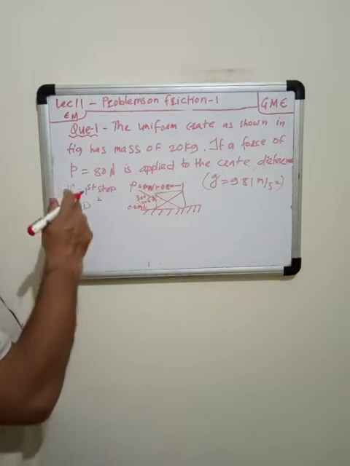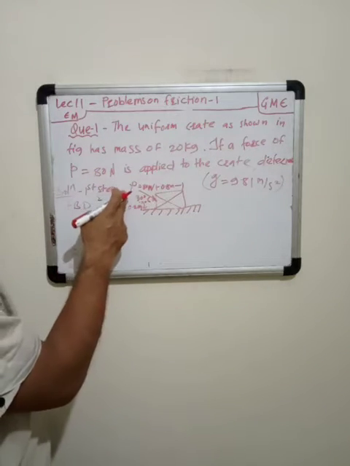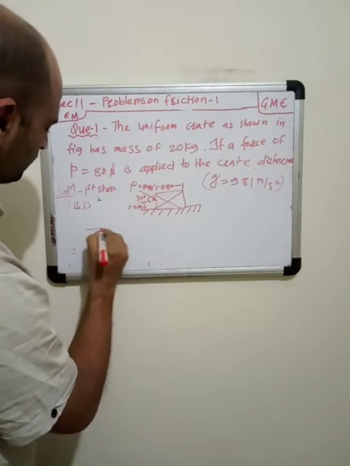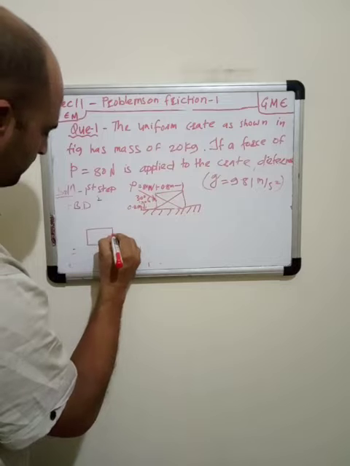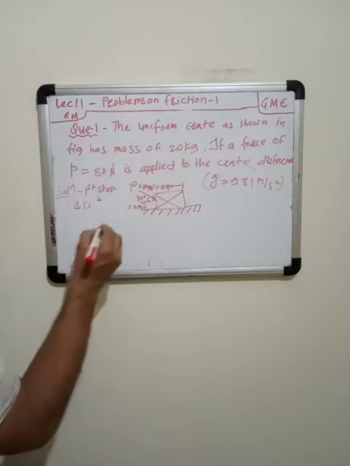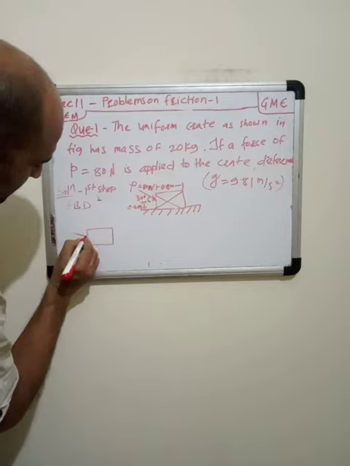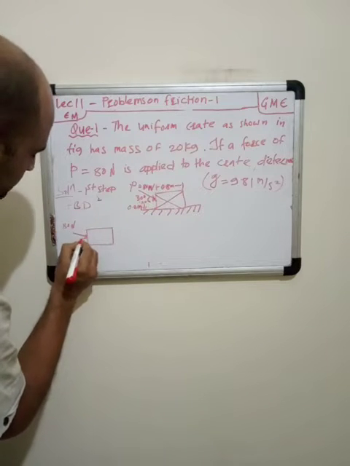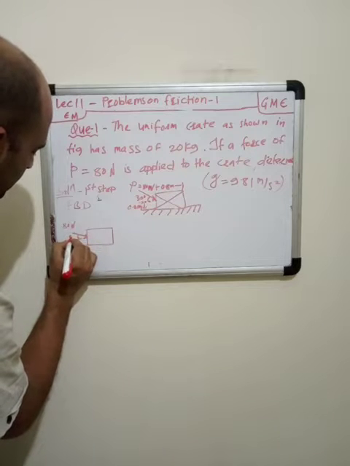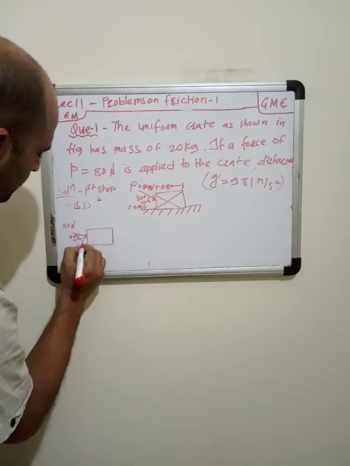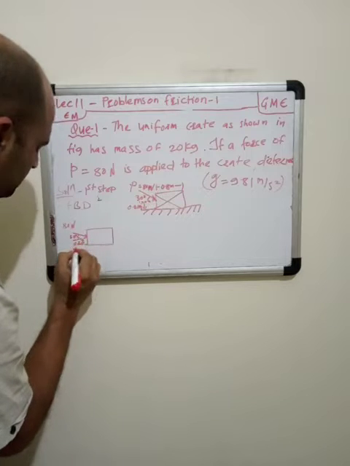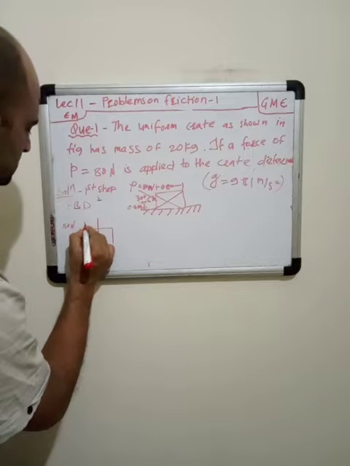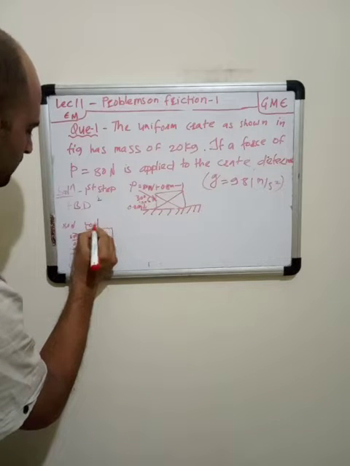Now the 80 newton force is applied. The mass is 20 kg, and to find the weight we need to calculate it. See how the free body diagram comes. The force P of 80 newton is acting here, at an angle of 30 degrees, at a distance of 0.2 meter, and the weight is acting at this point. This is 0.4 and this is 0.4, right?